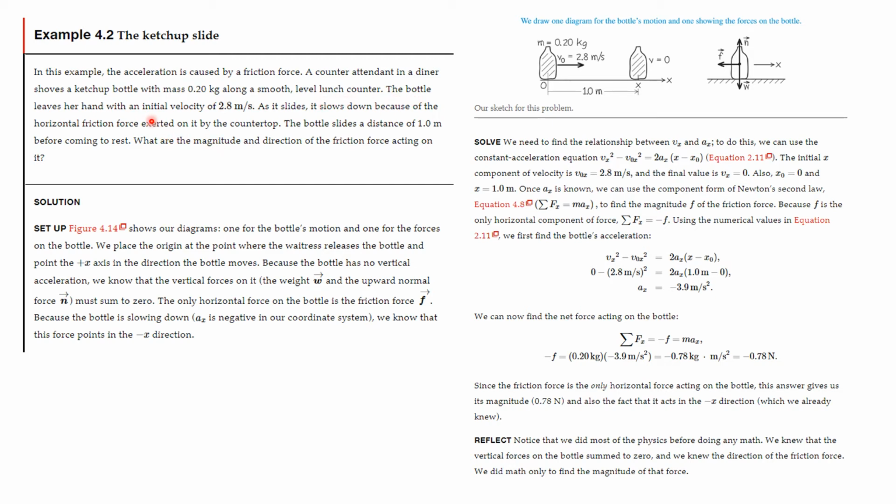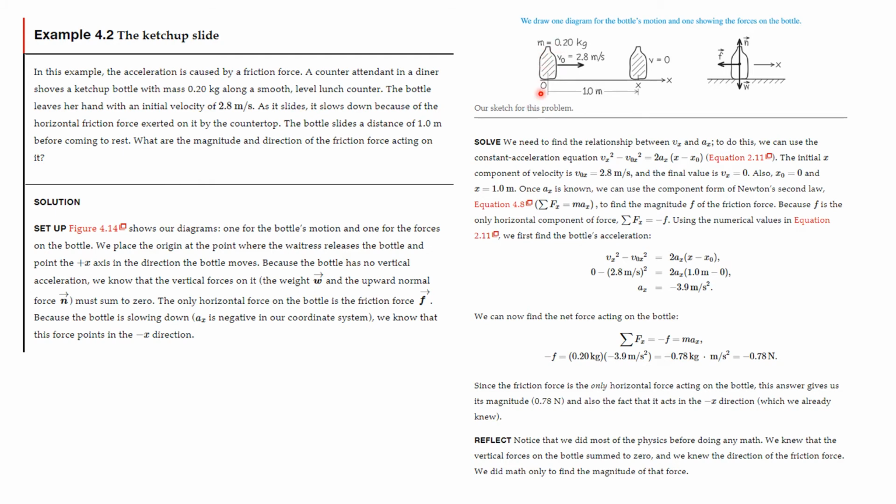The box leaves her hand with an initial velocity of 2.8 meters per second, but as it slides, it slows down because of the horizontal friction exerted on it by the countertop. The bottle slides a distance of 1 meter before it comes to rest. What are the magnitude and direction of the friction force acting on it? Okay, so here's a picture.